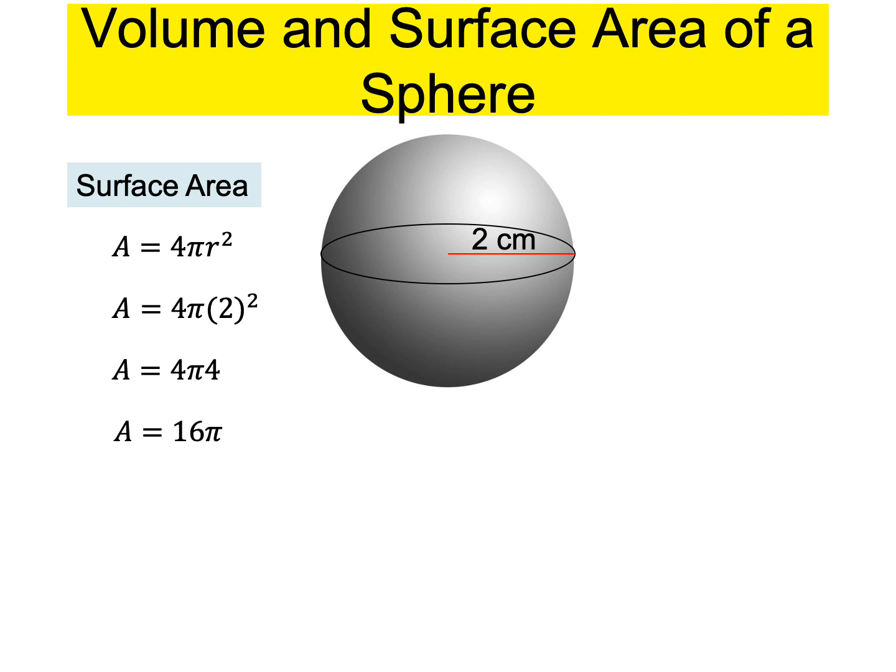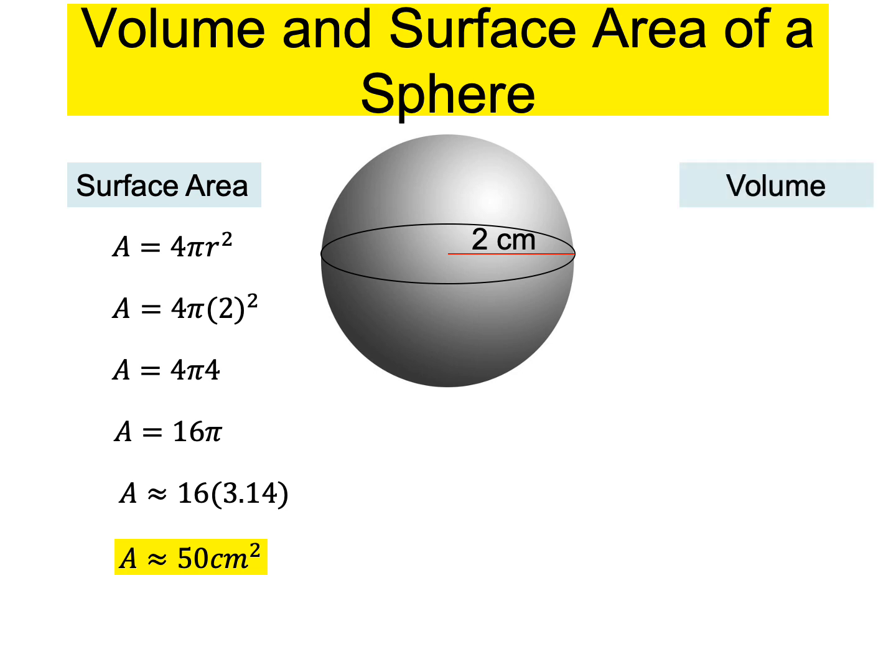So let's see, 16 times 3.14, now that's an approximation, would be 50. Now we're doing surface area, not volume yet. We'll do volume in a second. Surface area is measured in square units, so 50 square centimeters. Now I'm rounding to the nearest whole number there. That makes sense? If not, pause the video, rewind it, play it again.